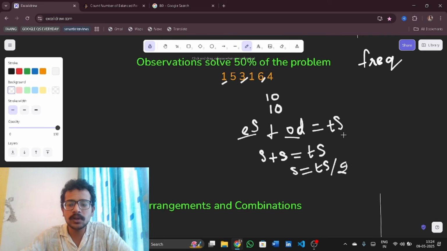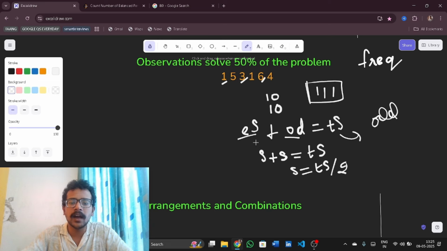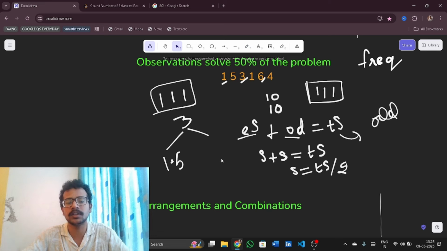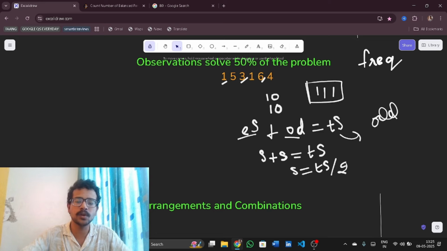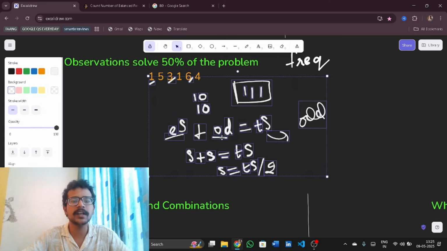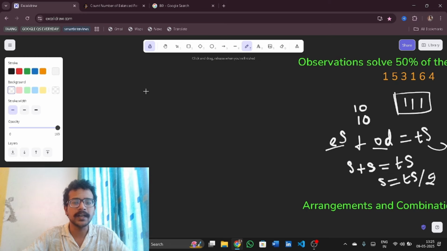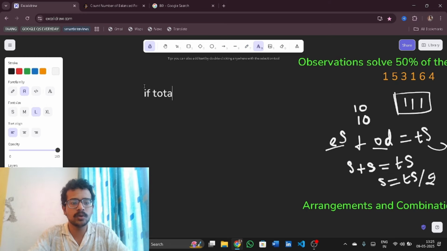But wait a second. If the total sum is odd, just like if I have 1, 1, 1 as num, do I get sum plus sum equal to total sum? How do you divide 1, 1, 1, which has a total sum of 3? We cannot divide it, right? We cannot take 1.5 as the sum. We are not given float values, instead we are given integer values. So it's not possible. The first observation makes it clear: if the total sum is odd, then return 0.